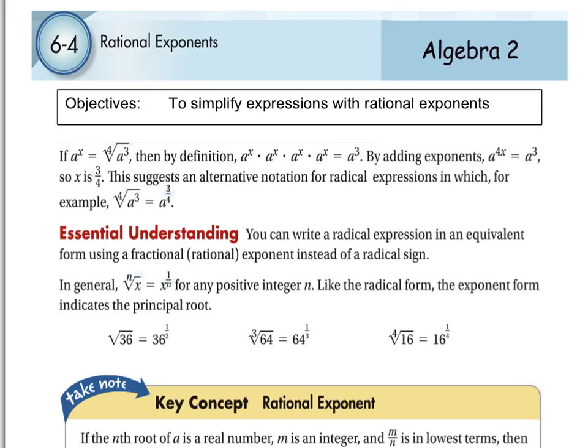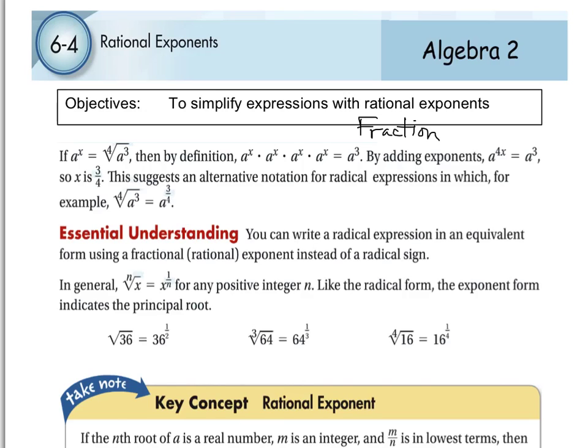This is section 6.4. This is part 1 of rational exponents. And our objective of this whole section is going to be to simplify expressions with rational exponents. And this key word right here, rational, is simply another word for fraction.